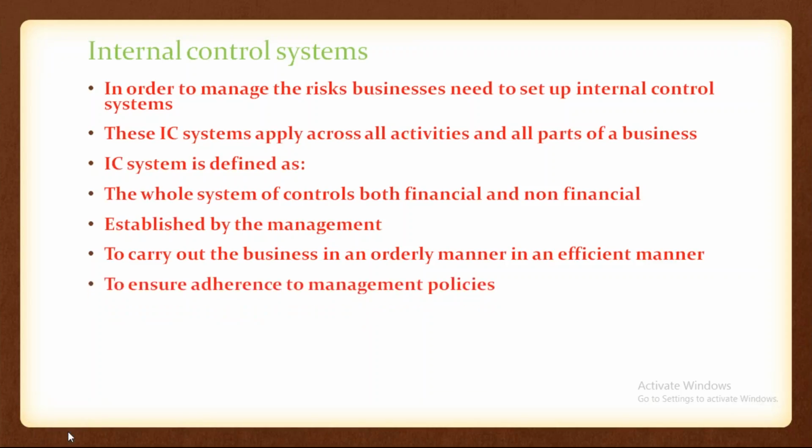And to ensure adherence to management policies. The management will set up many policies, like saying credit given to a customer is only 60 days, or that people joining the company must have a 6 months probation period. Or that any accountant recruited to the company should be a CIMA qualified person. So the control system will ensure that we don't recruit a marketing manager as an accountant.